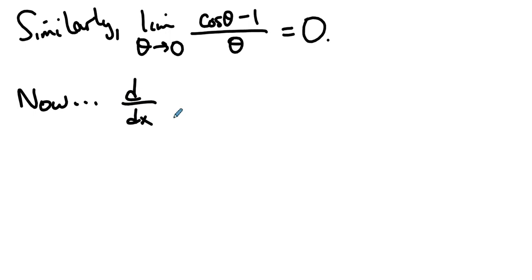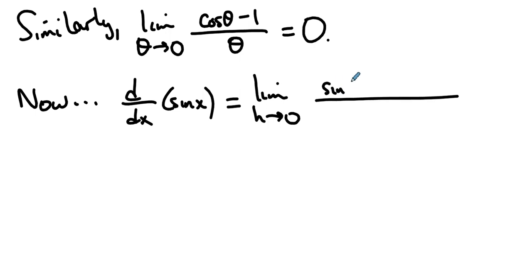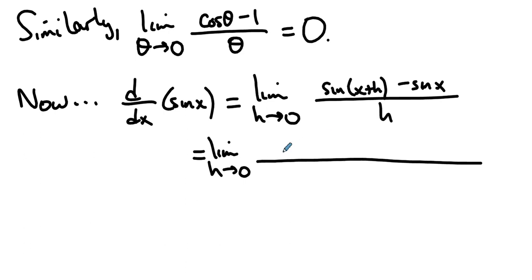Let's take the derivative of the sine function with respect to x. How do we do that? Well, it's the limit as h approaches 0 of the sine of x plus h minus the sine of x over h. And we know, because we've been doing trig formulas, that the sine of x plus h is sine x cosine h plus cosine x sine h, minus sine x, over h.